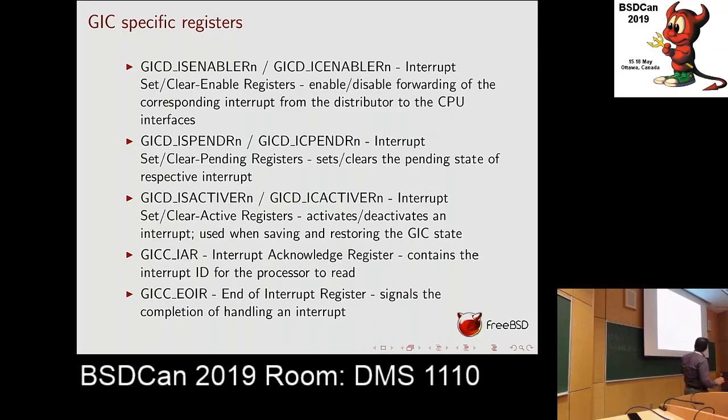There are two types of registers for managing the GIC: GICD from the distributor and GICC from the CPU interface. For the distributor, we have registers that allow us to enable or disable forwarding of the interrupts and also clear the pending state. For the CPU interface, we have the acknowledgement register, where one can acknowledge an interrupt, and an end of interrupt register, which signals the completion of handling the interrupt. So we have acknowledge and signal the completion.